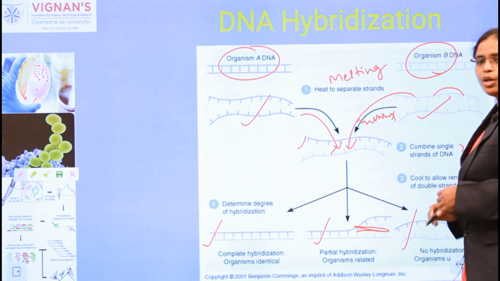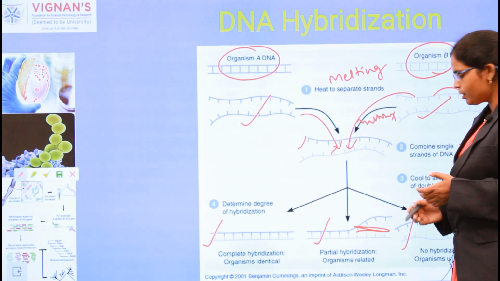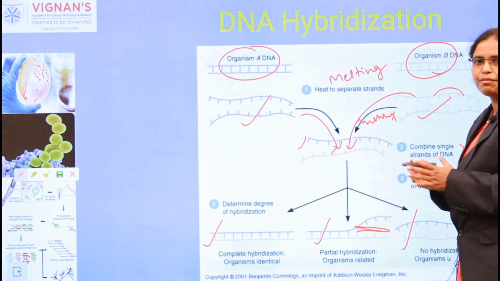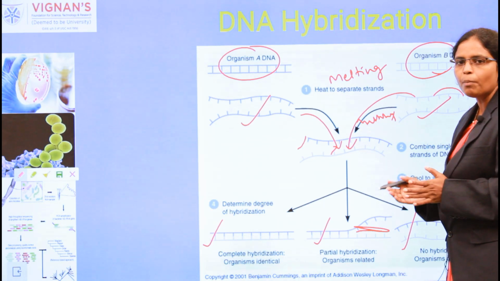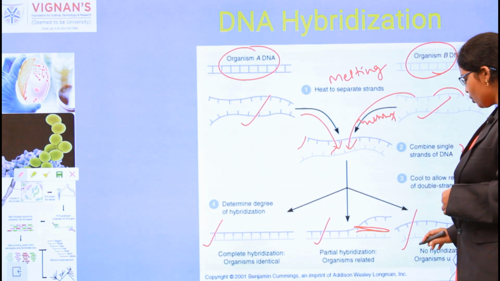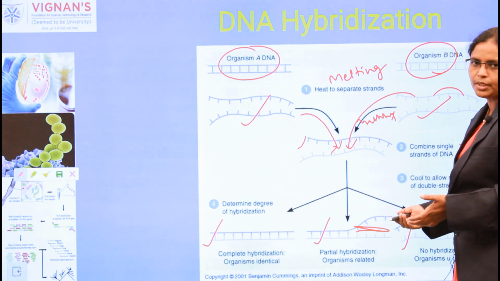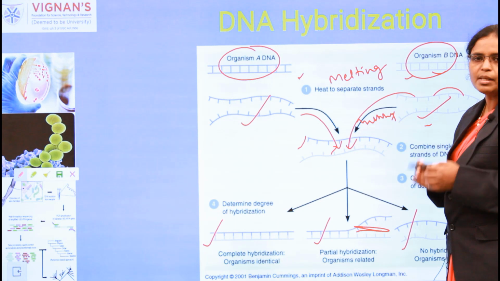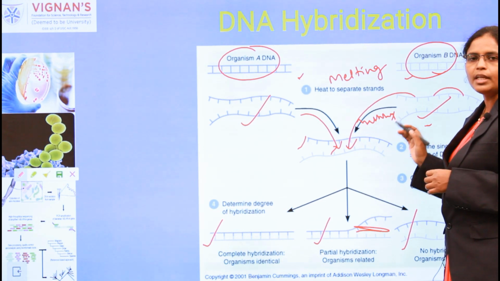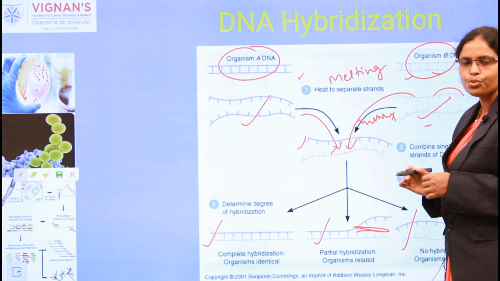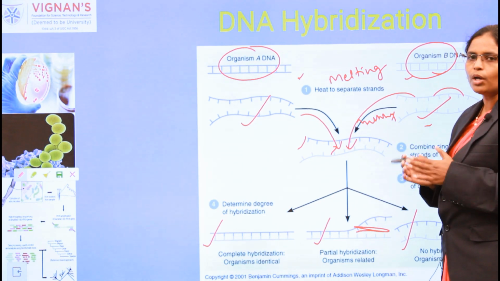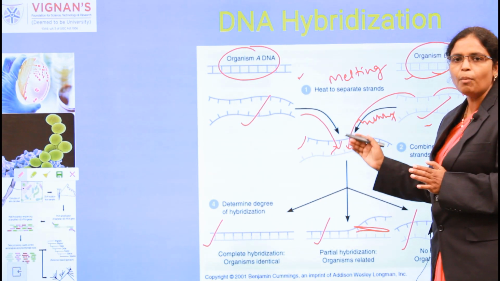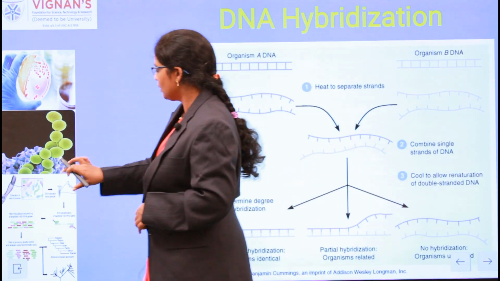And the third case, no hybridization. That means the nucleotides from one strand to the other strand differ from one another. They are not complementary to each other, so we observe no hybridization. That means these two organisms, A and B, are not similar. So like this, the DNA hybridization technique is used for arranging organisms into a particular group based on the similarity and complementarity of the genes.